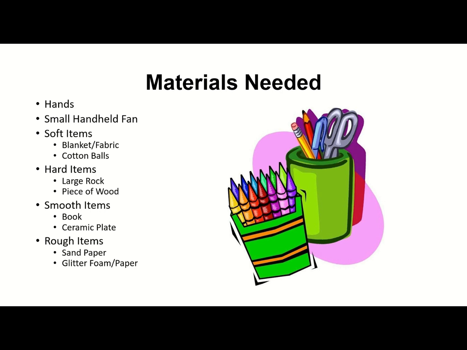Different types of textured items, such as soft items like a blanket, a piece of fabric, or cotton balls. Hard items like a rock or a piece of wood. Smooth items like glass or a plate. Rough items such as sandpaper, glitter, foam, or glitter paper.